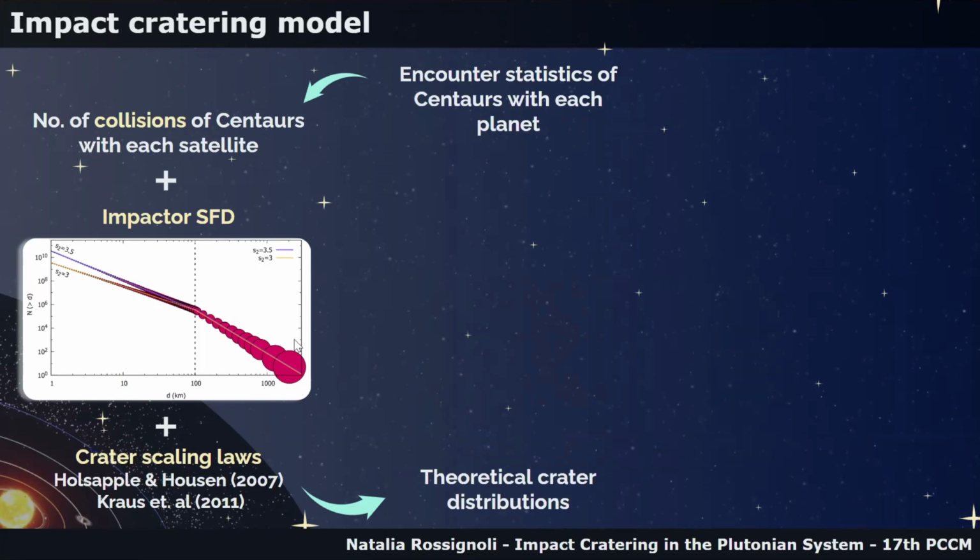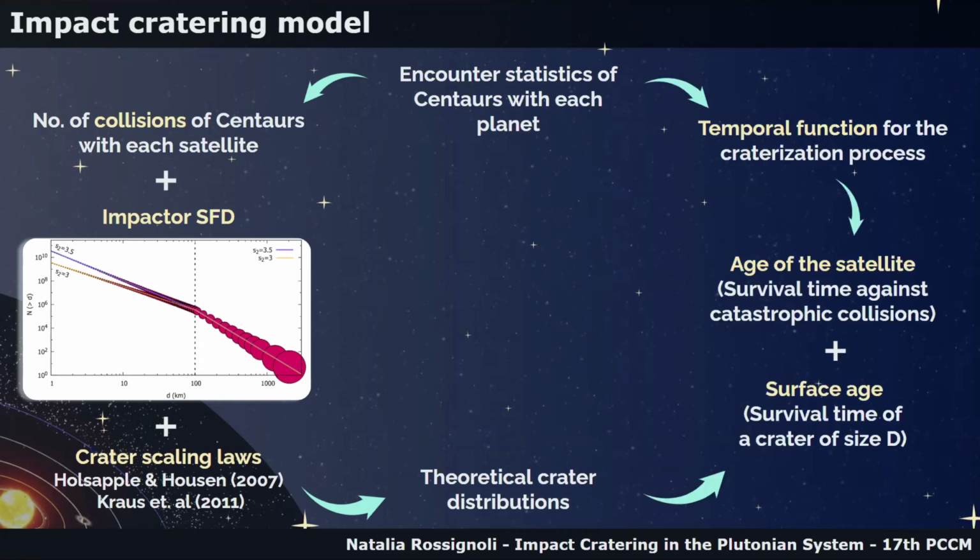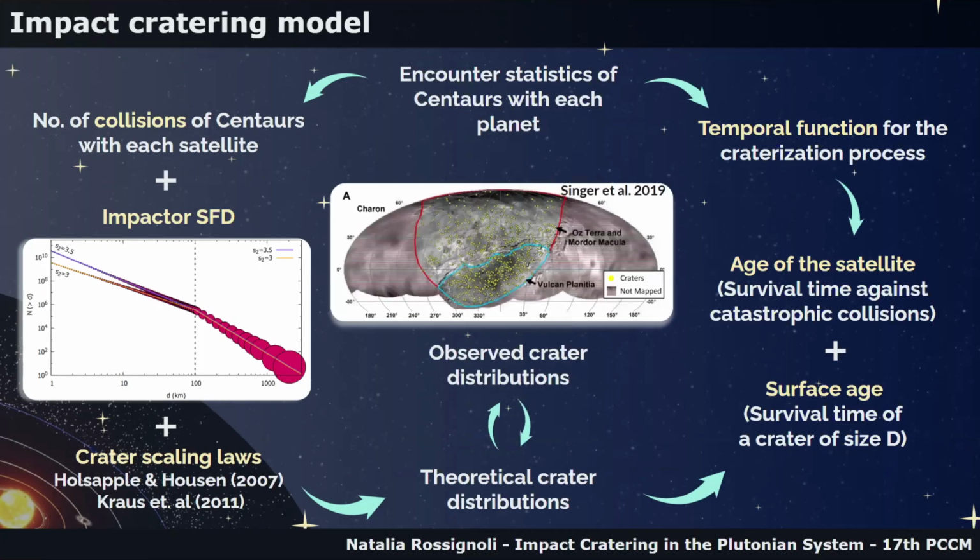And we combine this as well with crater scaling laws that relate the size of the impactor to the size of the crater. With all this, we can obtain the theoretical crater distributions, and in addition, we can fit a temporal function to the impact cratering process that allows us, if there are crater data, to obtain the surface age for each region. For the case of smaller satellites, we can also obtain the catastrophic disruption time, if there are catastrophic collisions. All this is possible due to the observed crater distribution.